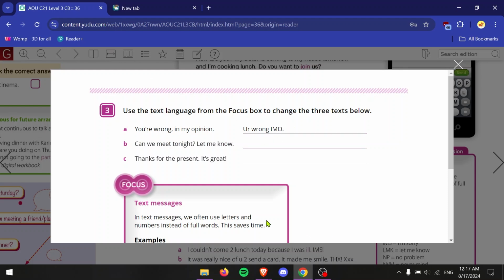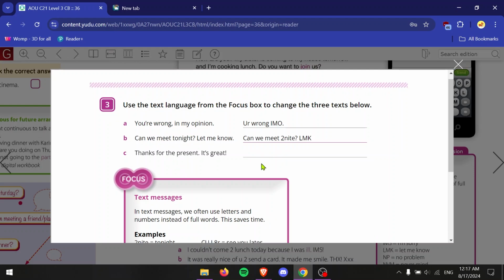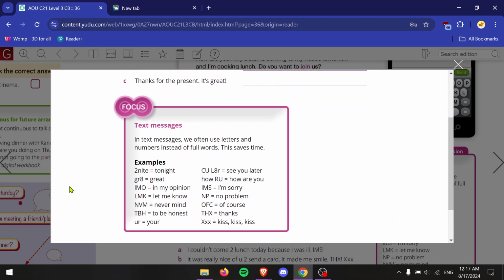Can we meet tonight? Let me know. Can we meet? And then tonight is not the same. It's written like this. Question mark. And then let me know becomes LMK. Let me know. Thanks for the present. It's great. For the present, it's great. Okay.